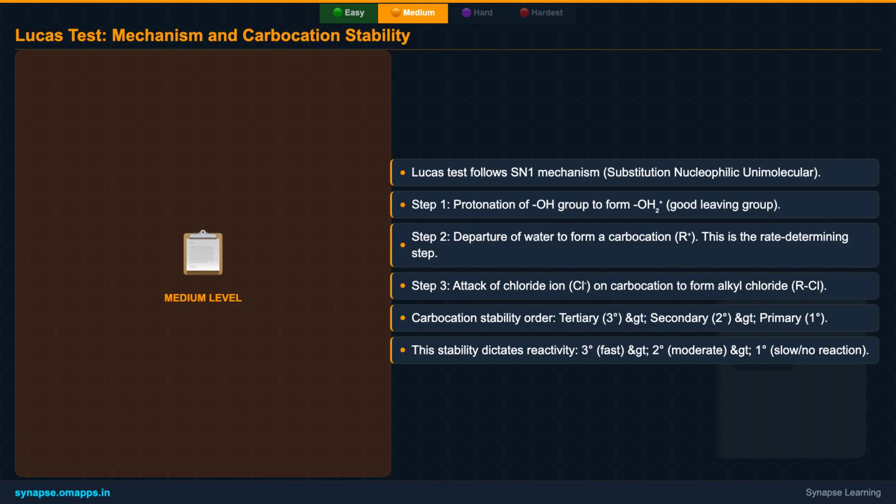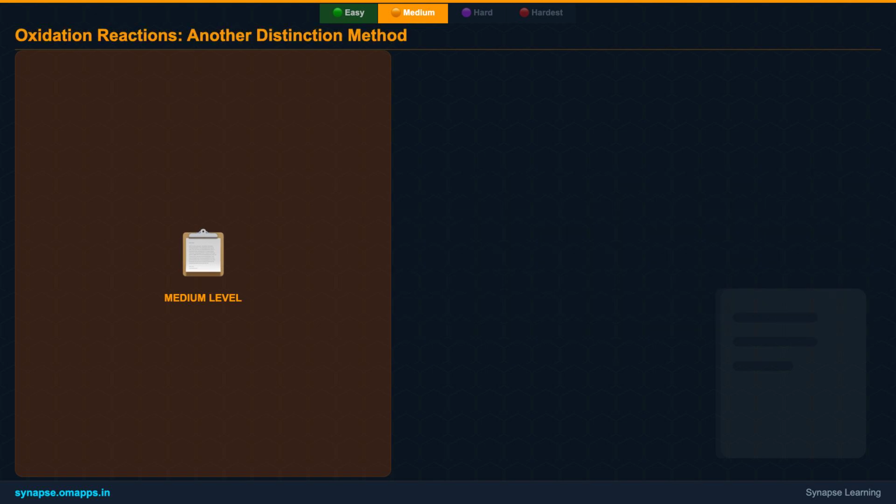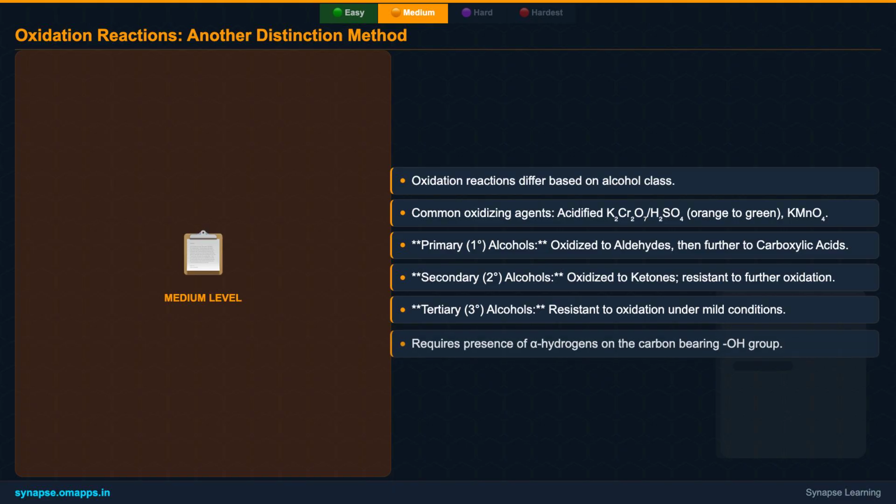The rate-determining step is the formation of the carbocation. Since tertiary carbocations are the most stable, they form fastest, leading to immediate turbidity. Secondary carbocations are less stable, hence slower reaction, while primary carbocations are too unstable to form at room temperature, so primary alcohols don't react. Oxidation reactions provide another robust way to distinguish alcohols.